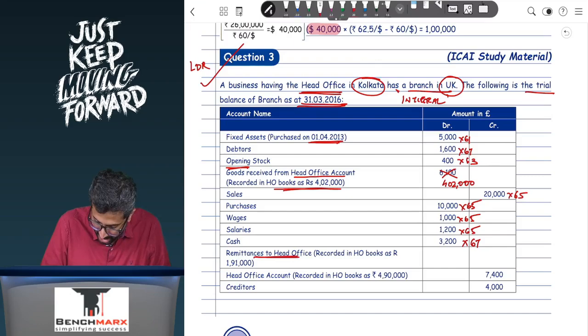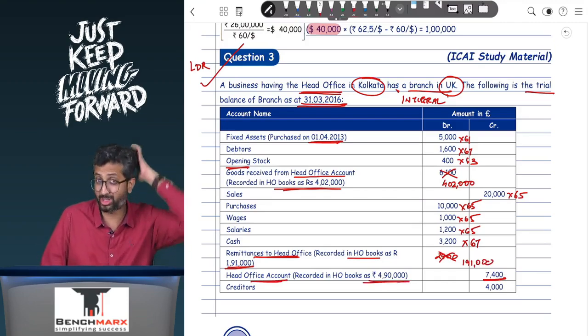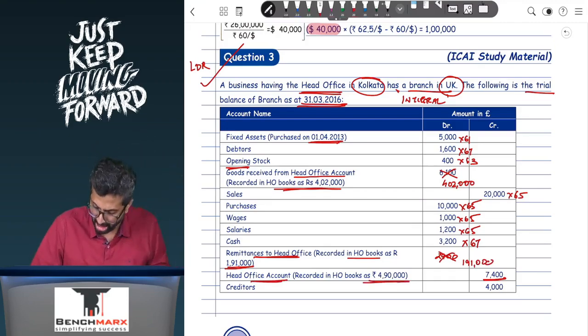Remittances to head office. This is actually, I think, 2,900 or something in the pound currency. Recorded as rupees 1,91,000. So you will over here record exact 1,91,000. Head office accounts have money payable to the head office of 7,400 pounds, recorded in HO's books at 7,900. So HO must have recorded a receivable of 7,900. So I will convert and show a payable, sorry, of 4,900 only, or 4,90,000. Creditors are monetary items, will be converted at the closing rate, and that is about it.